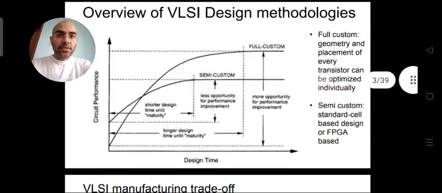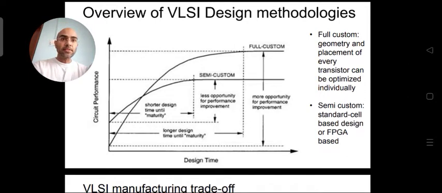So let's start with the overview of the VLSI design methodologies. In VLSI, whenever we design some circuit or some IC, there are two options. We can design everything from scratch: all the transistors, all the connecting wires, interconnects, and the pads, and whatever you require. If the engineers design everything on their own and optimize things, then it is called full custom design.